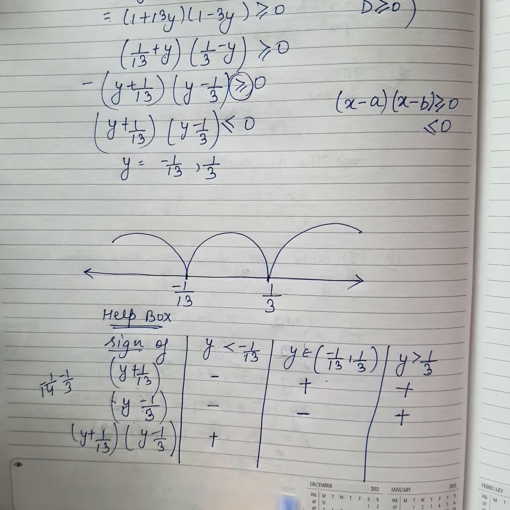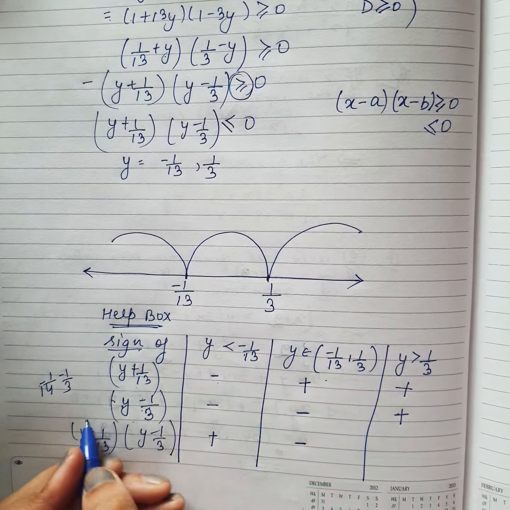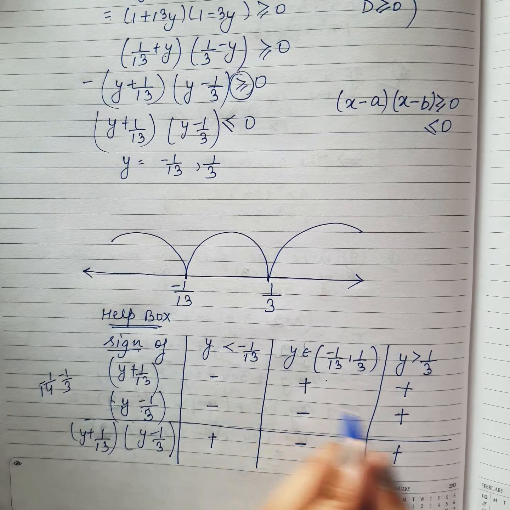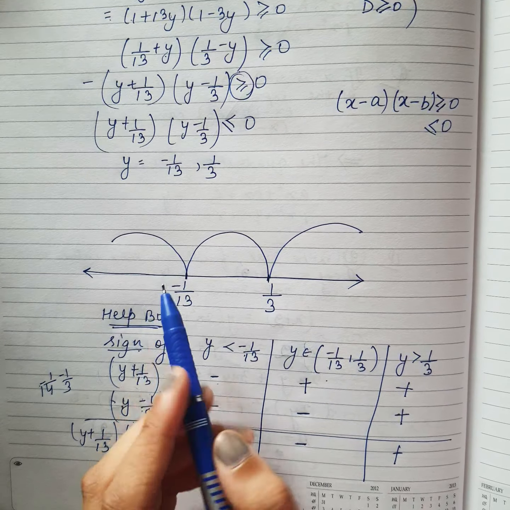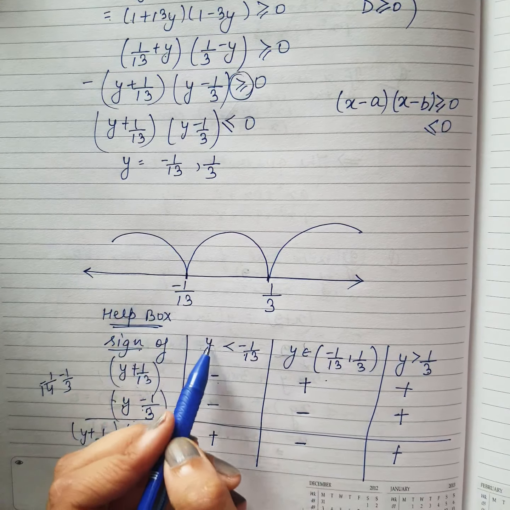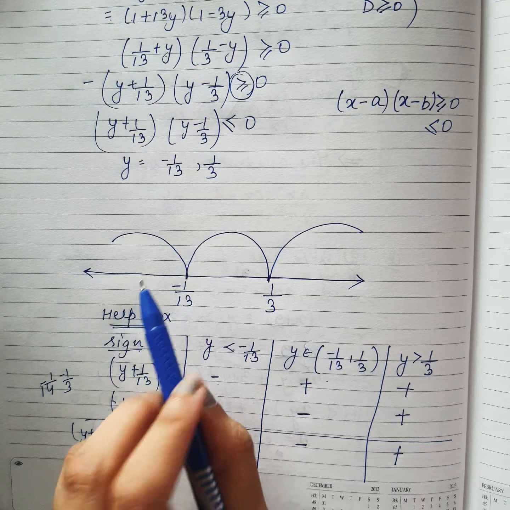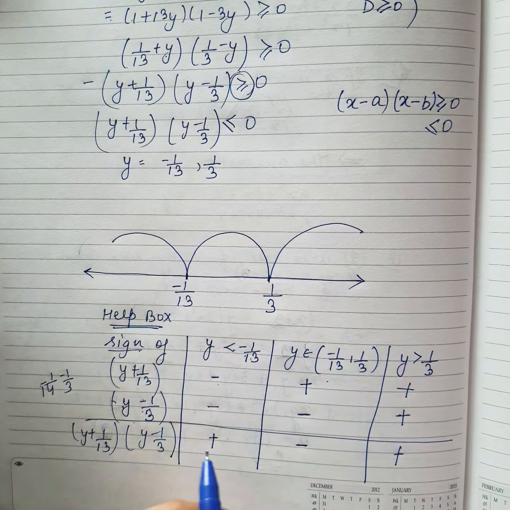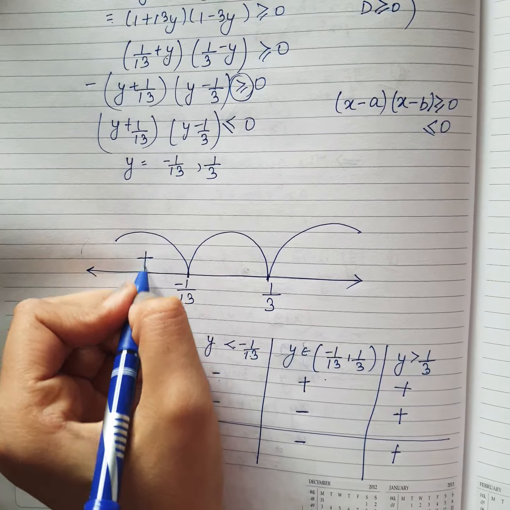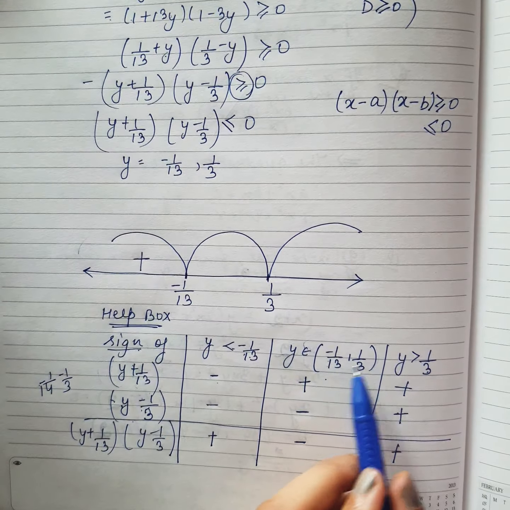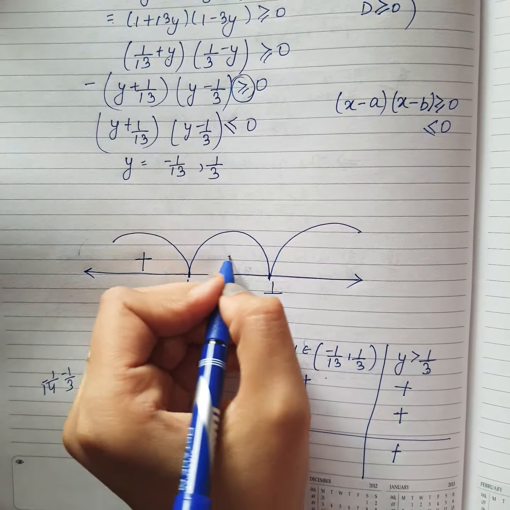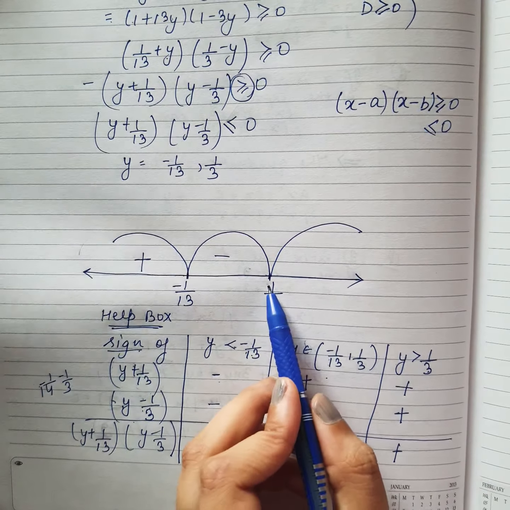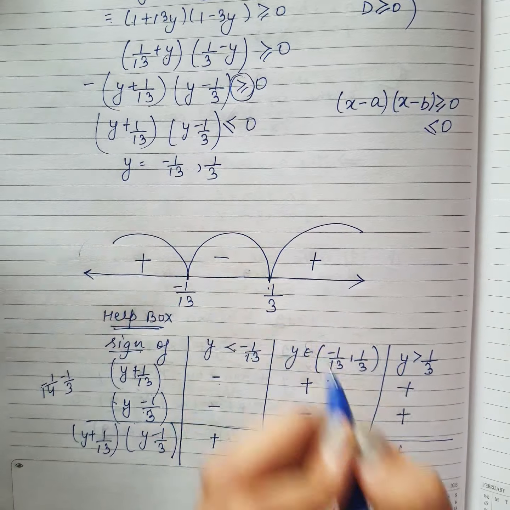Minus minus product, the product here is negative and the product here is positive. So this is the help box. That means here, if y is less than minus 1 by 3, the case here is positive. The case between the two numbers will be negative, and if y is greater than 1 by 3, the case will be positive.